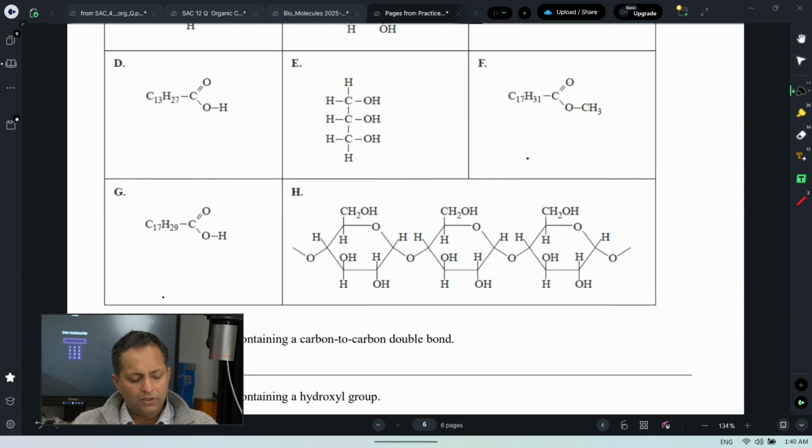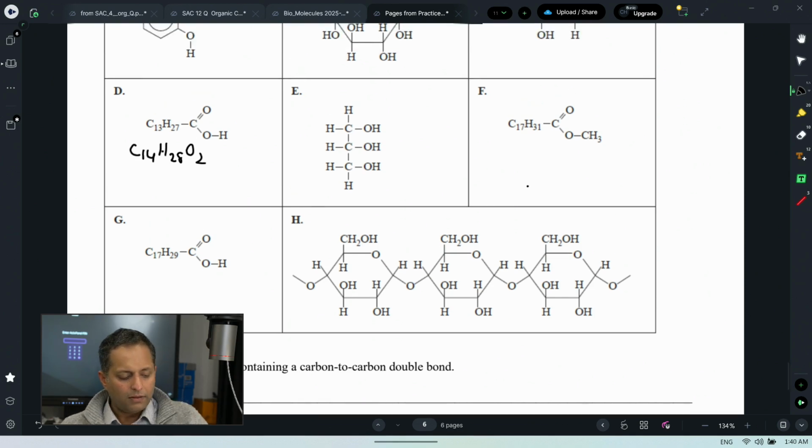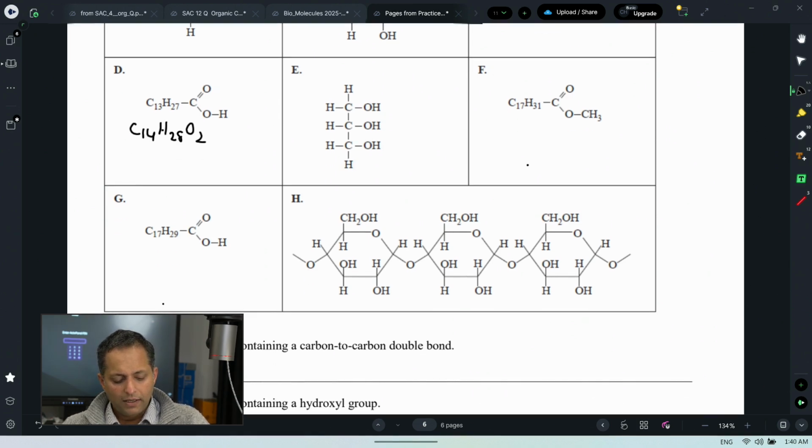Now, do you remember the molecular formula of a saturated fatty acid or carboxylic acid? It has to be C14H28O2. If there was C14H28O2, this is a saturated one. So D is not an answer. What about this one? This one is tricky. This is an ester, you see that?